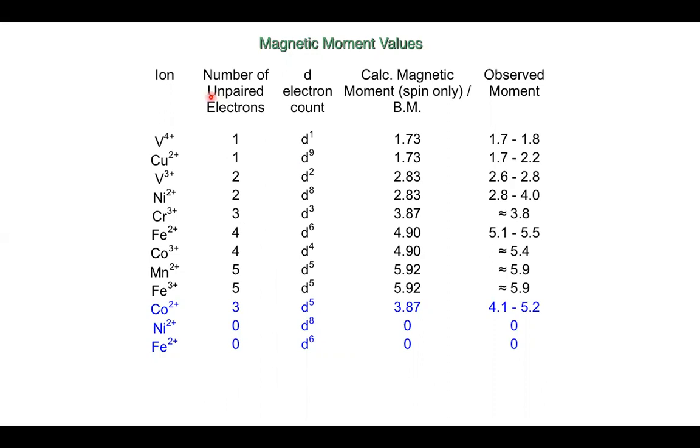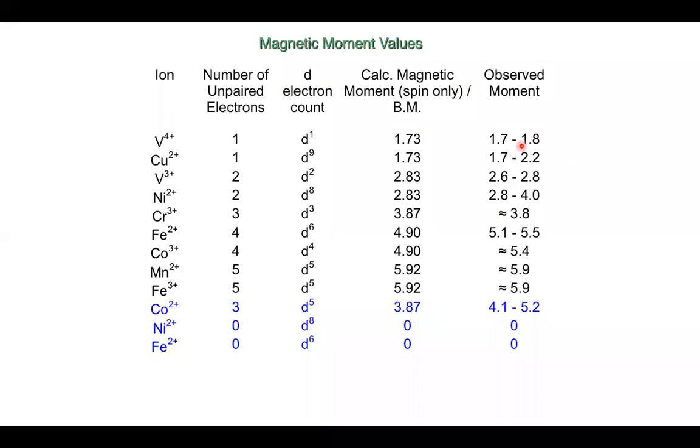Here we have a number of different transition metal ions. Their number of unpaired electrons has been shown here, and then the d electron count, and then the calculated magnetic moment using that equation on the previous slide, and then our observed magnetic moment here. So, for example, in vanadium 4+, vanadium is usually d5, because vanadium 0, so it has lost 4 electrons. So it is only d1. So we put that into our equation. The mu is equal to the square root of n times n plus 2. It would give us a value of 1.73.